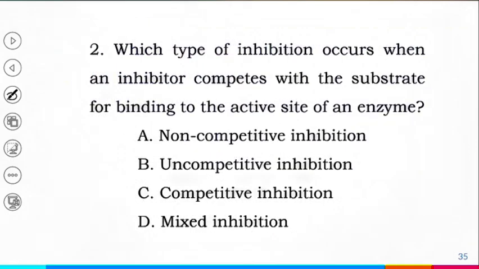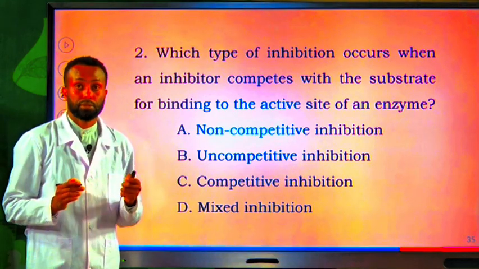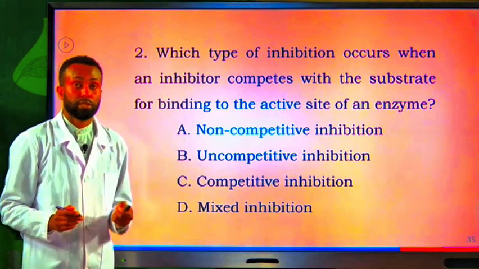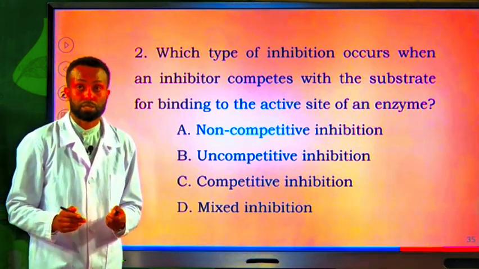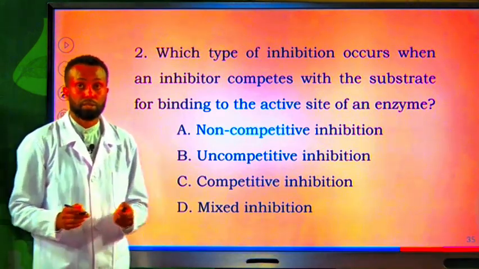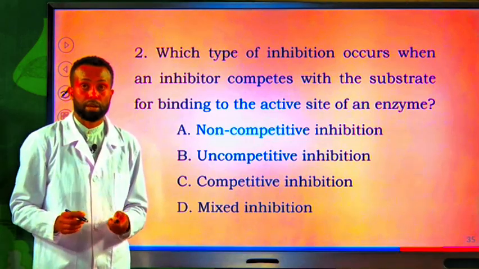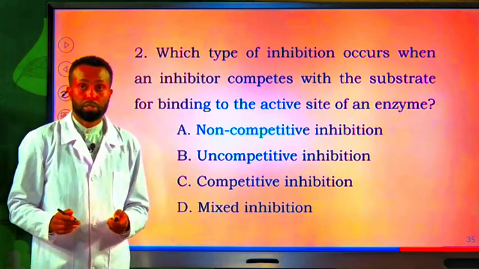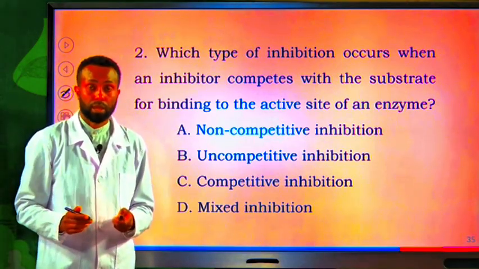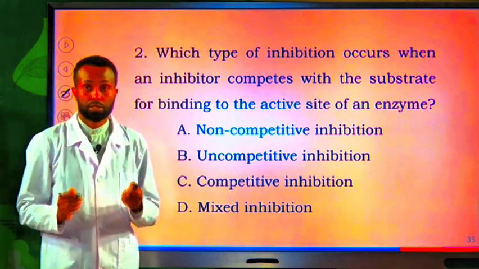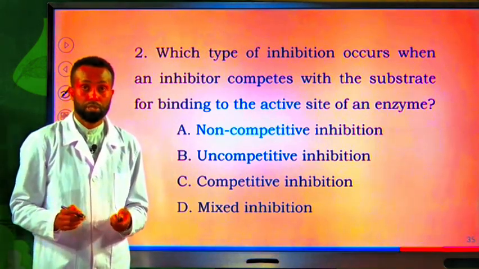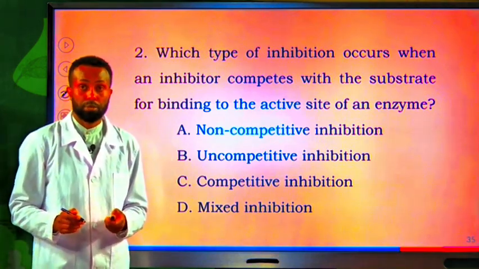Question number 2. Which type of inhibition occurs when an inhibitor competes with the substrate for binding to the active site of an enzyme? A. Non-competitive inhibition. B. Uncompetitive inhibition. C. Competitive inhibition. D. Mixed inhibition.